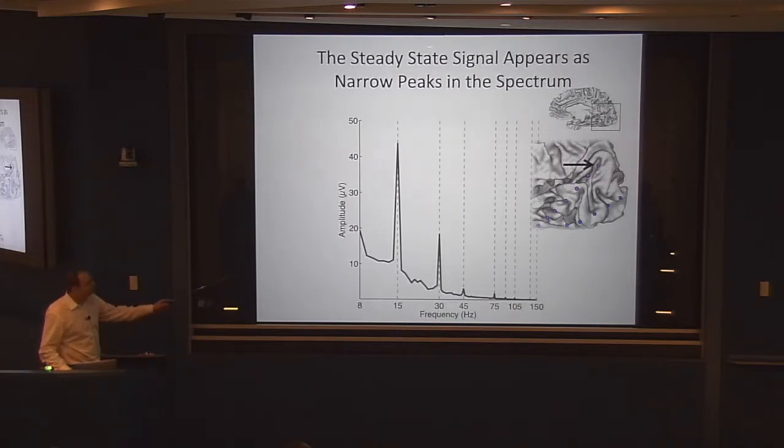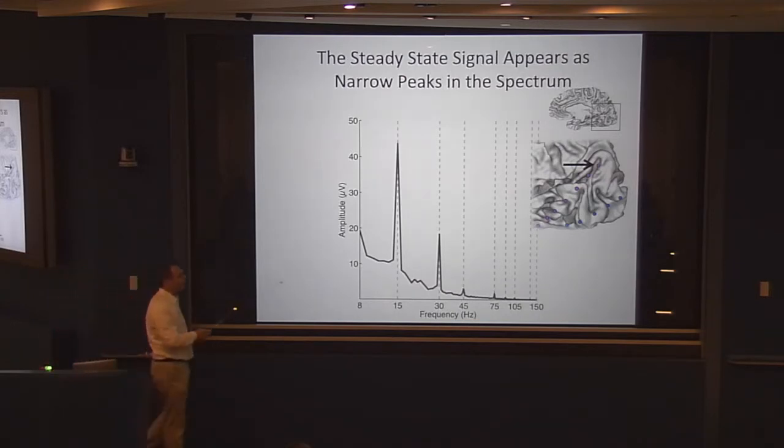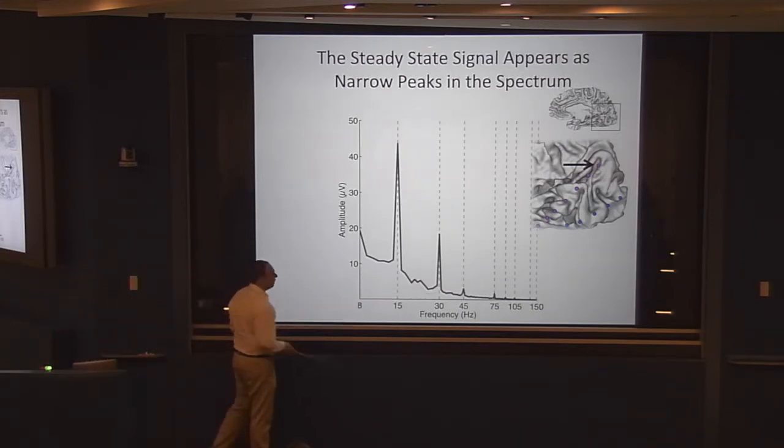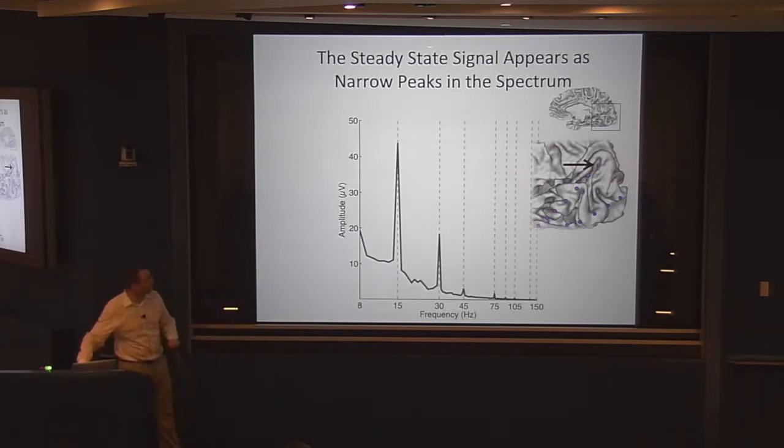This is the amplitude spectrum. You can see the first few harmonics are quite large, and the peaks are quite narrow, and they're across the spectrum. They're not in one place. They're spread out every 15 hertz. This is called the steady state visual evoked potential, and that's the background EEG, the frequencies in between the harmonics.